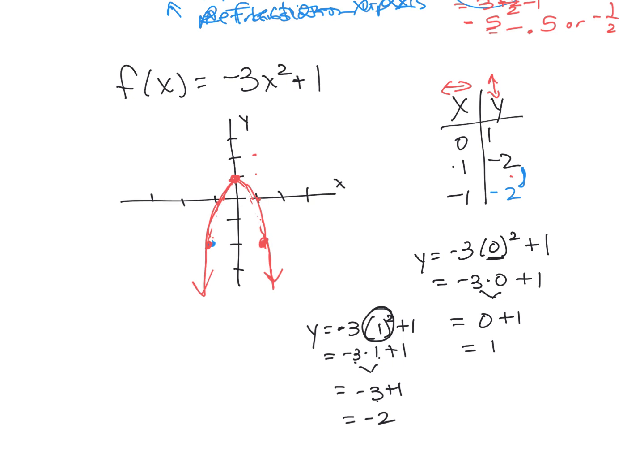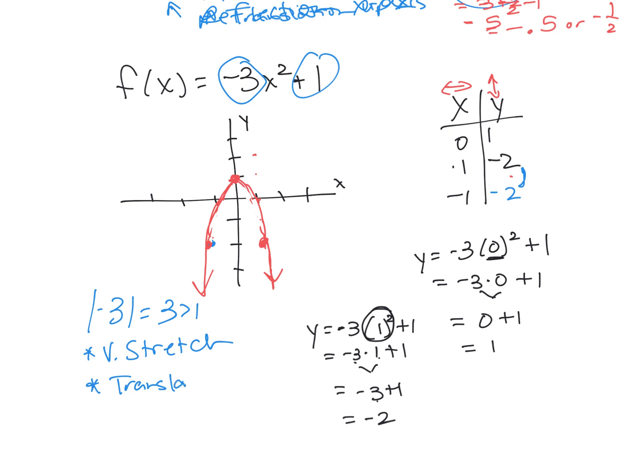Okay, so now let's look at our A value. The absolute value of negative 3 is 3, so it's greater than 1, so it is a vertical stretch. Okay, then we have our 1, so that's the first thing. Then we have a translation up 1.